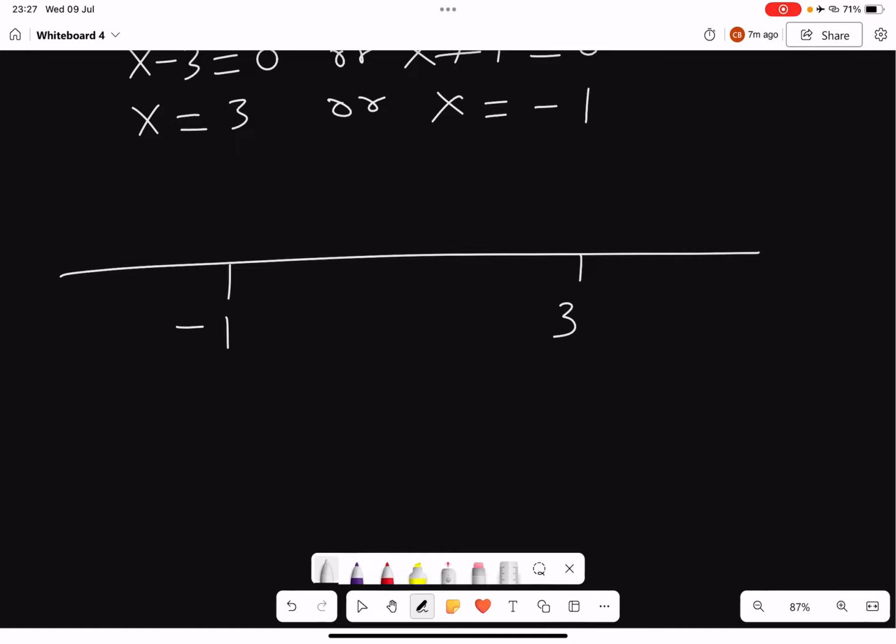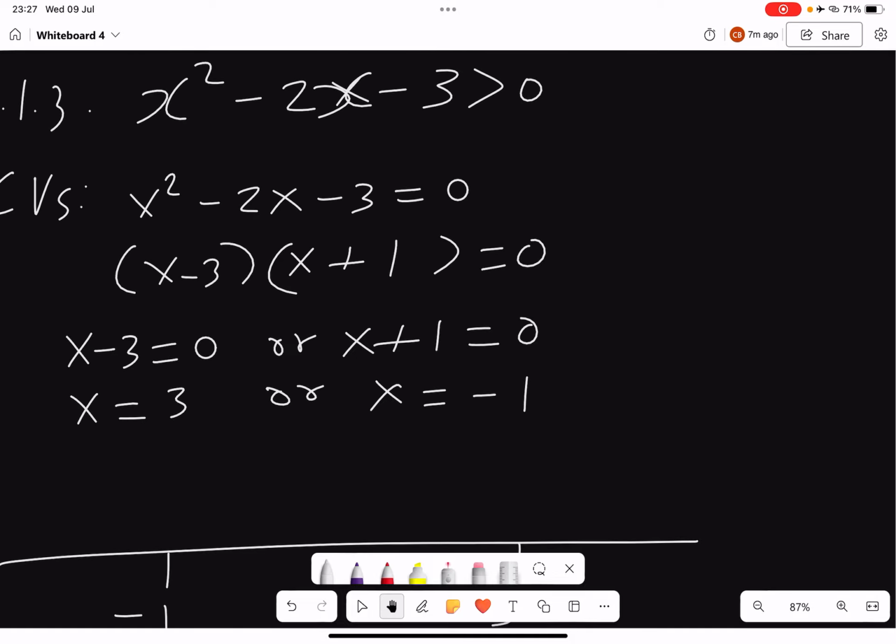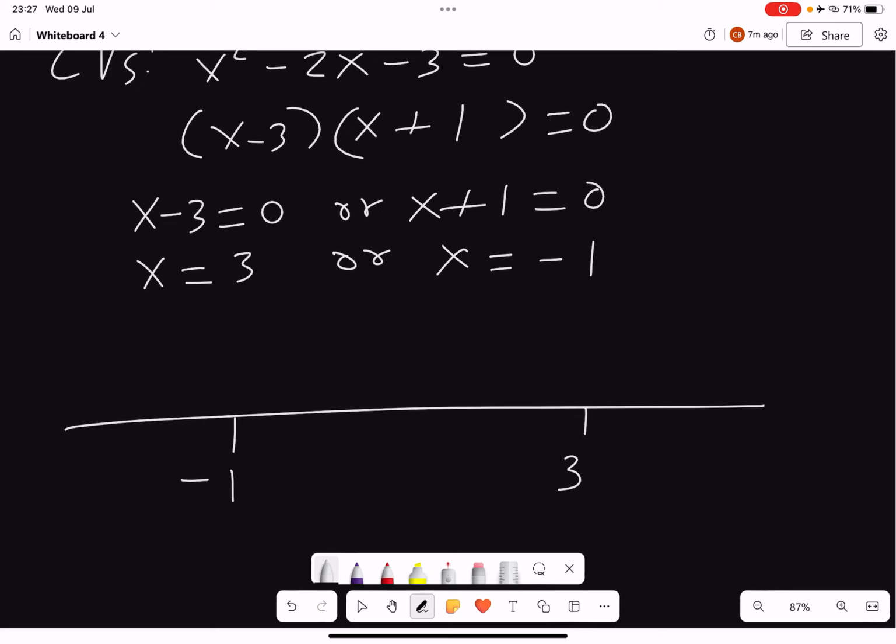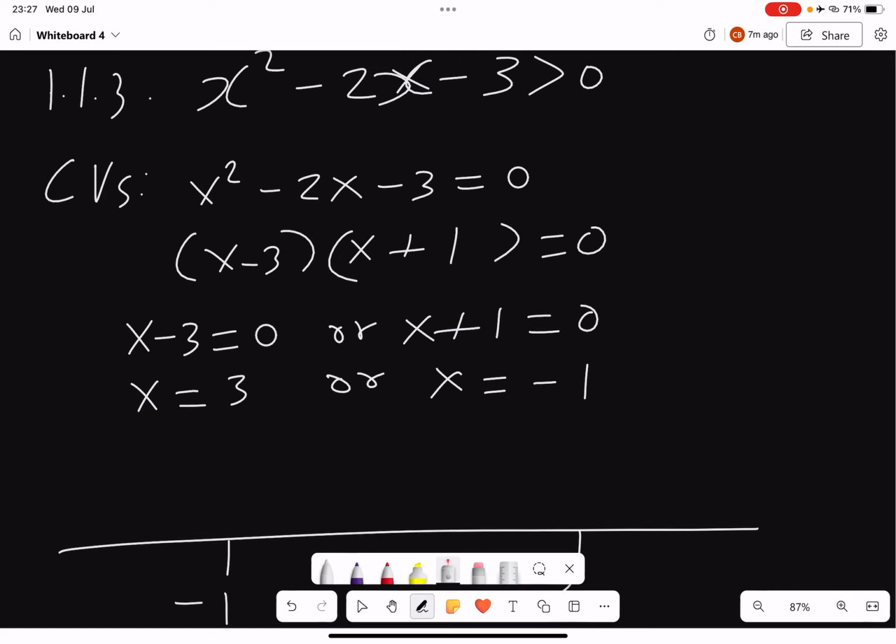And then our critical points are going to be unshaded. Why? Because the inequality sign doesn't have an 'or equal to'. So our critical points are open circles. If this was 'or equal to', we would draw solid circles.